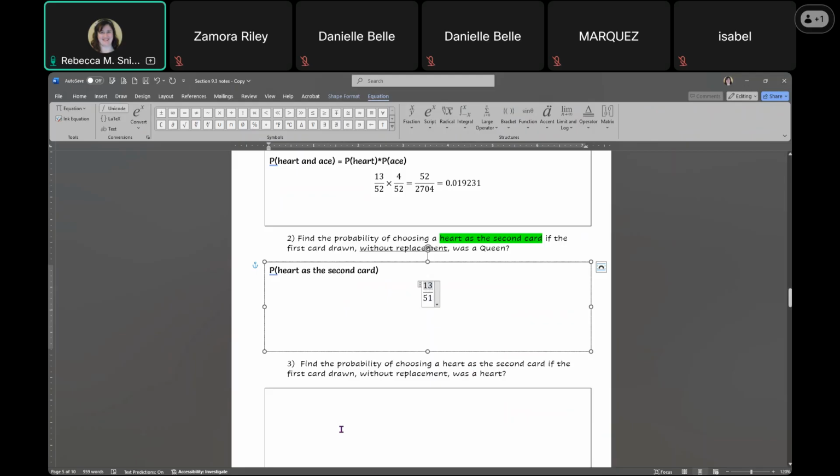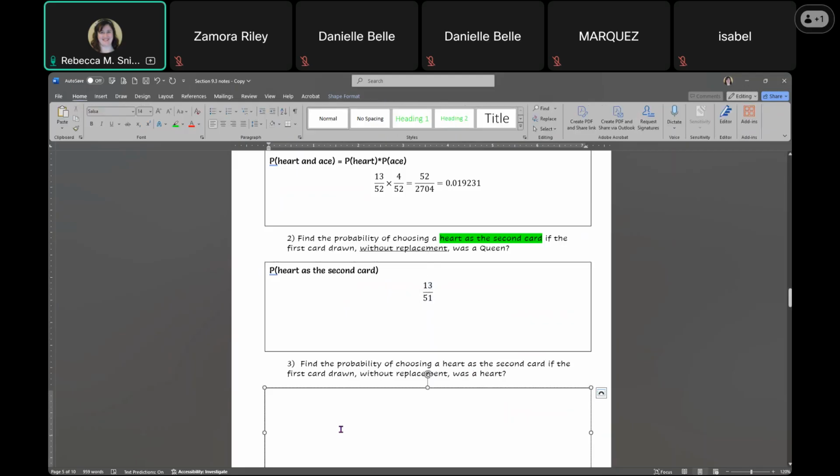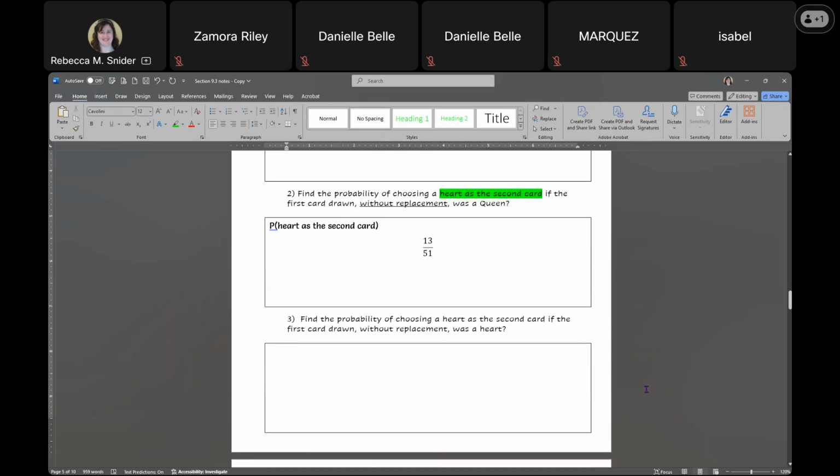Okay, so this one is using your multiplication probability as a guide and the conditional piece to frame what it is you're doing, but you're not actually going to do the entire multiplication part because of the probability you are looking for. Okay, any questions on that one?